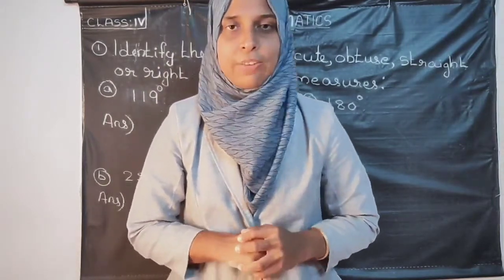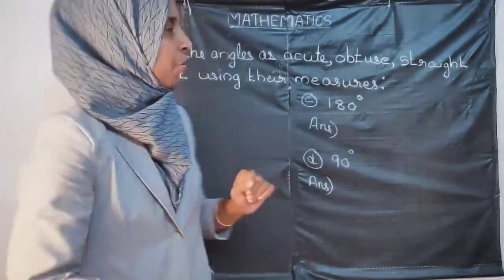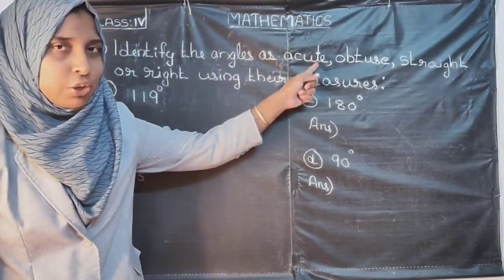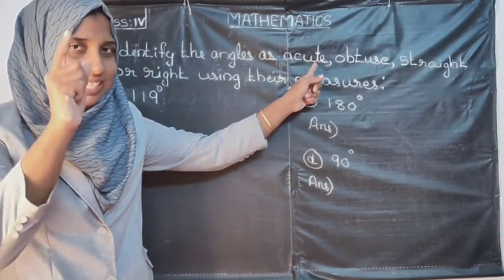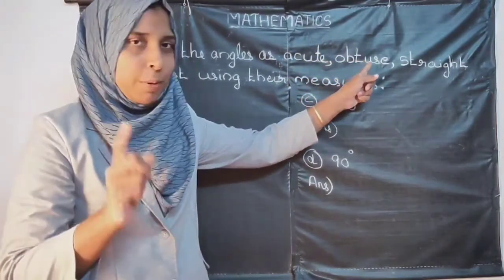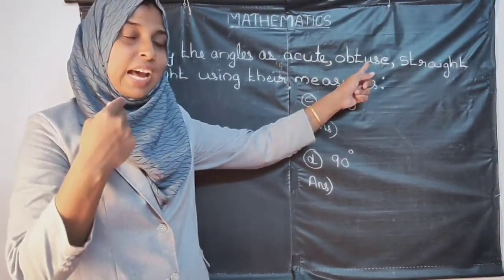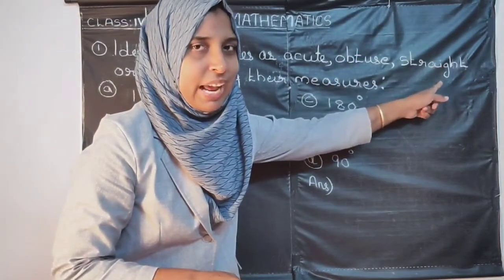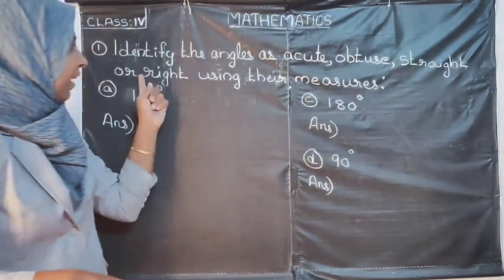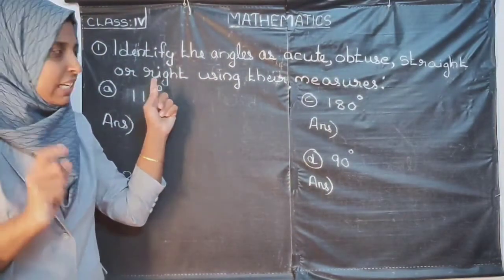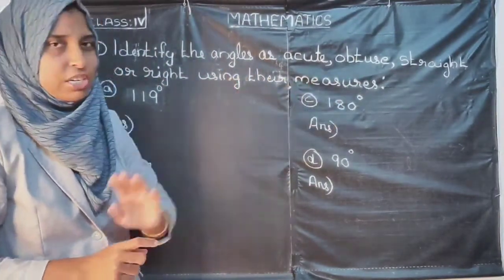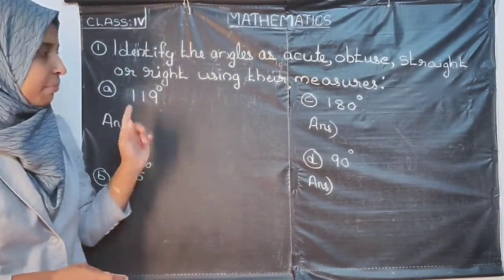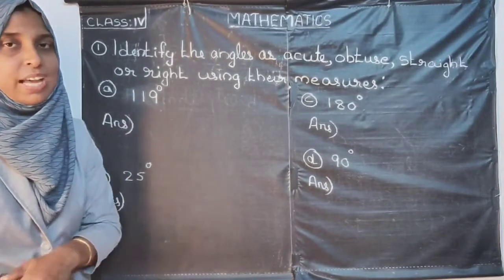So today first we are going to do one exercise problem. Look here. Identify the angles as acute, obtuse, straight or right using their measures. Acute means in between 0 and 90 degree. Obtuse means greater than 90 degree, less than 180 degree. Straight angle means 180 degree. Right angle means 90 degree. Measures are given, so we want to identify the angles.